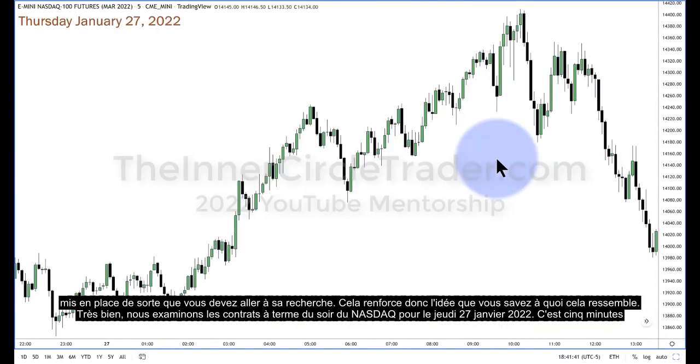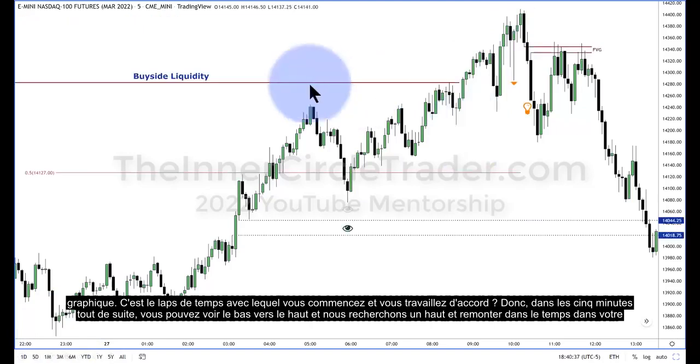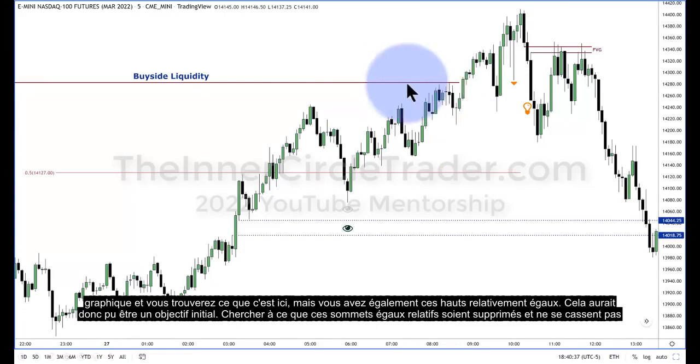All right, we're looking at the E-mini NASDAQ futures for Thursday, January 27th, 2022. This is a 5-minute chart. This is the time frame you start with and you work down, okay? So on the 5-minute right away, we can see the low to the high, and we're looking for a high, and go back in time in your chart and you'll find what this is here. But you have these relative equal highs as well. So that could have been an initial objective, looking for these relative equal highs to be taken out.